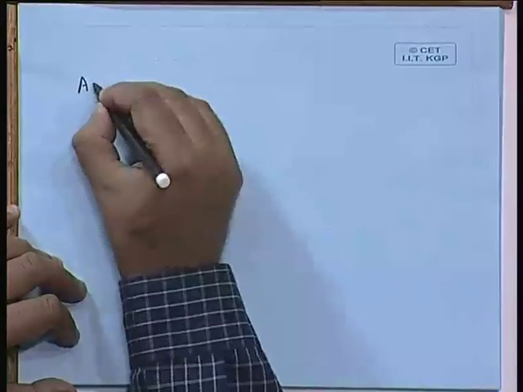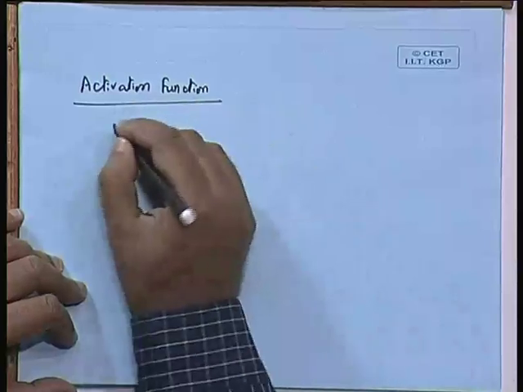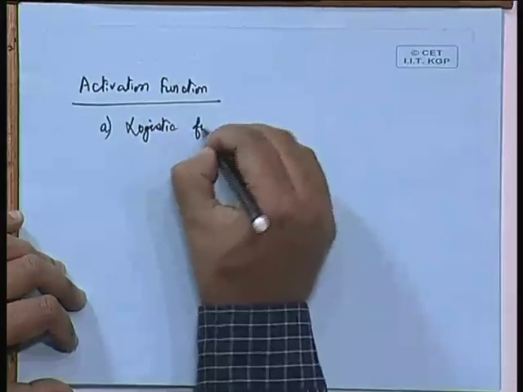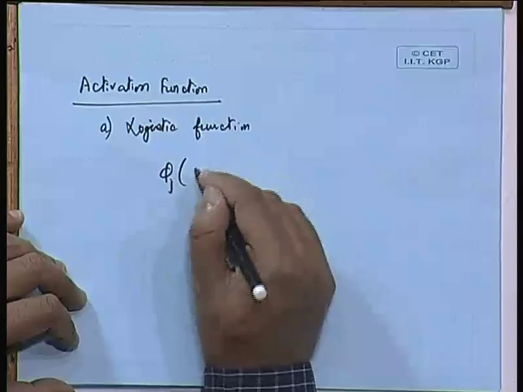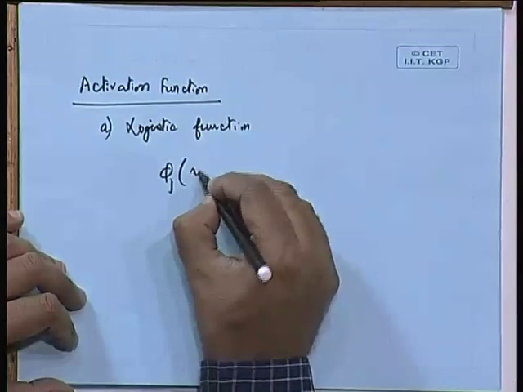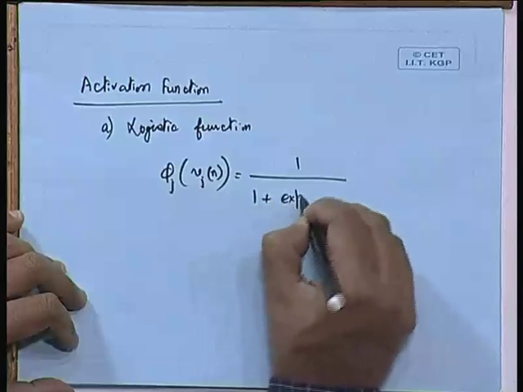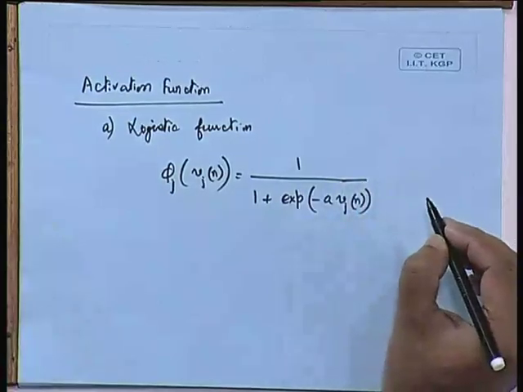So, let me first consider the activation functions for the backpropagation network, in which I am going to consider the example of the sigmoidal function and especially the logistic function. So we consider that as the phi function, we have the logistic function defined as follows. For the neuron j, the logistic function phi j as a function of Vj of n is going to be 1 by 1 plus exponential to the power minus a times Vj of n, where, as before, a is controlling the slope of the activation function.